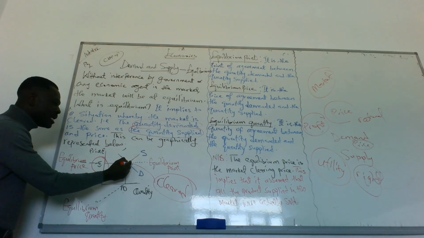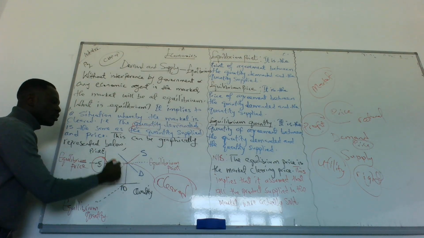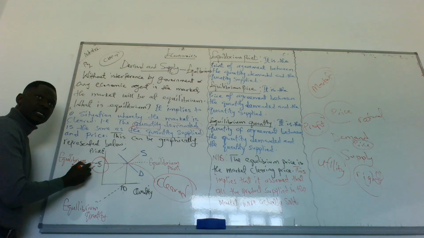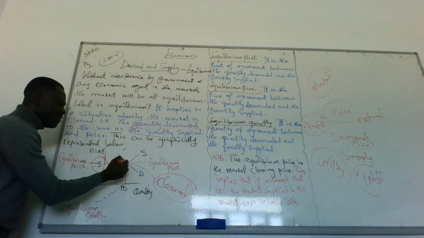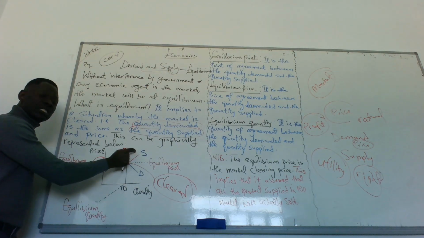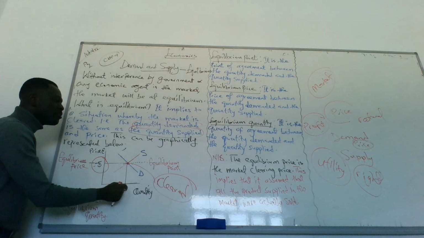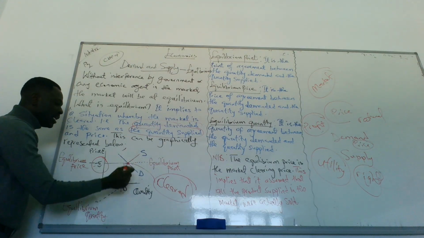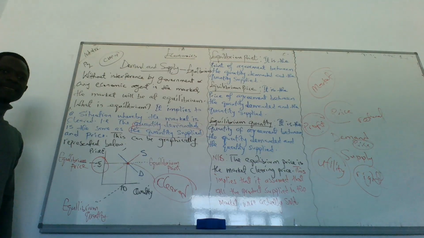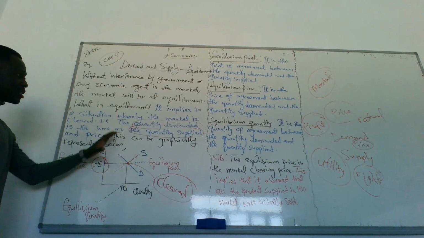The price of agreement between the quantity demanded and the quantity supplied is the equilibrium price. The point of agreement between quantity demanded and quantity supplied is the equilibrium point. The quantity of agreement between quantity demanded and quantity supplied is the equilibrium quantity. Do we get it? Yeah. Any question up to now?